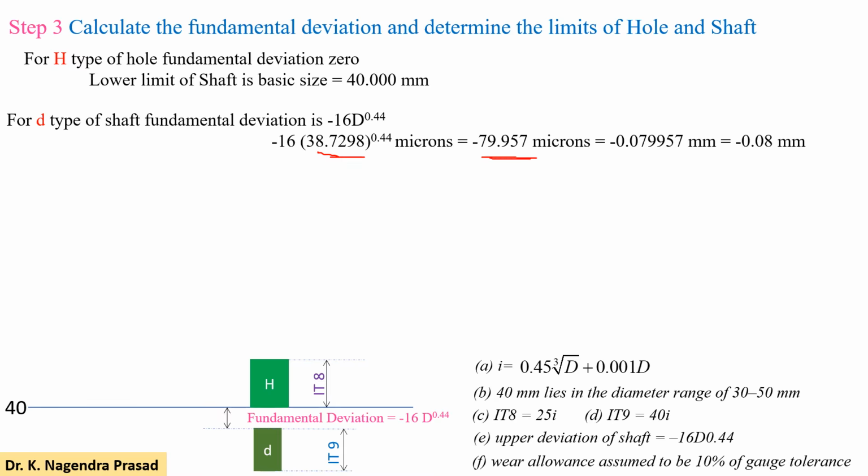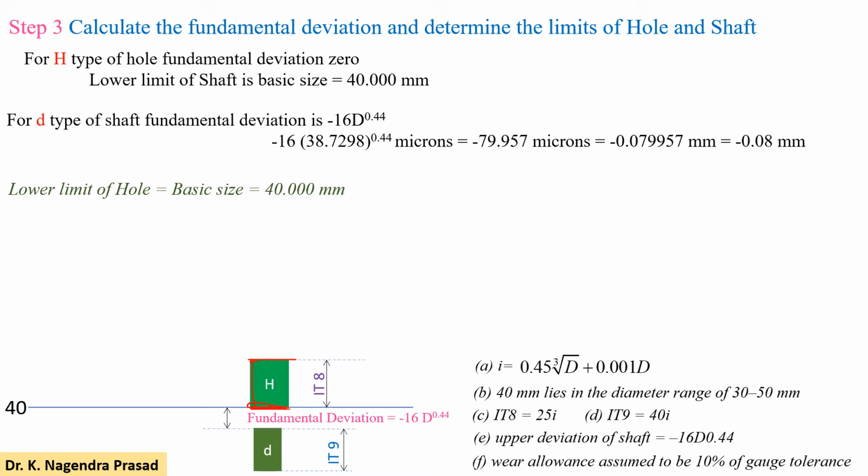Then it is converted into mm. It is nearly minus 0.08 mm. So it is the fundamental deviation for the D type of shaft. The upper deviation is the fundamental deviation. So from the schematic I have to observe that the tolerance grade for the hole is IT8, and this IT8 value we also know, and we also know the lower limit of the hole.